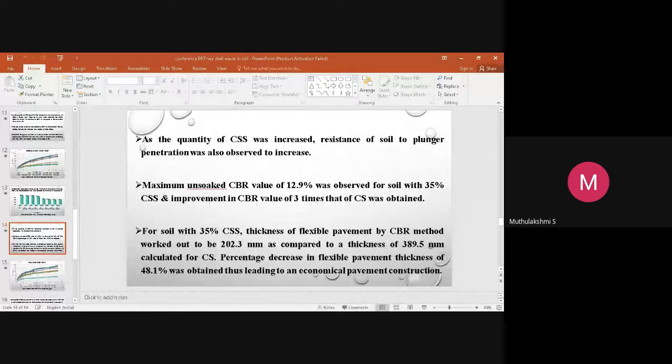From the unsoaked CBR test, it was observed that as the quantity of crushed seashell waste increased, the resistance of the soil to plunger penetration also increased. A maximum unsoaked CBR of 12.9% was obtained for soil with 35% crushed seashell waste, an improvement of three times that of the control specimen or virgin soil. This reduced the thickness of the flexible pavement, and a percentage reduction of 48.1% was obtained, thus leading to an economical pavement construction.